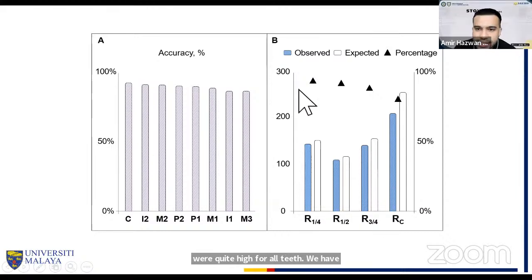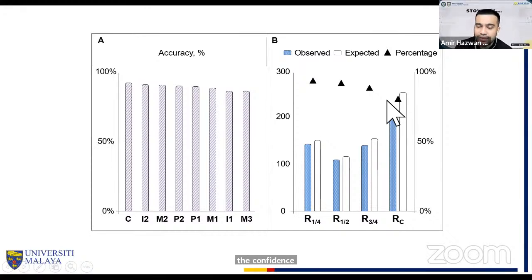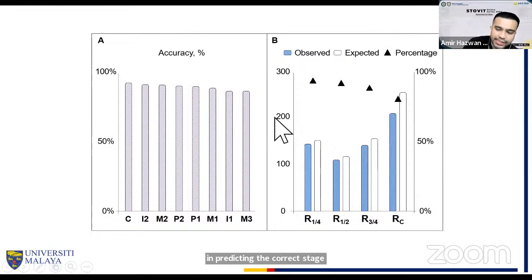And based on the stages, the confidence in using crown ratio in predicting the correct stage was also high. All of them are above 90%.